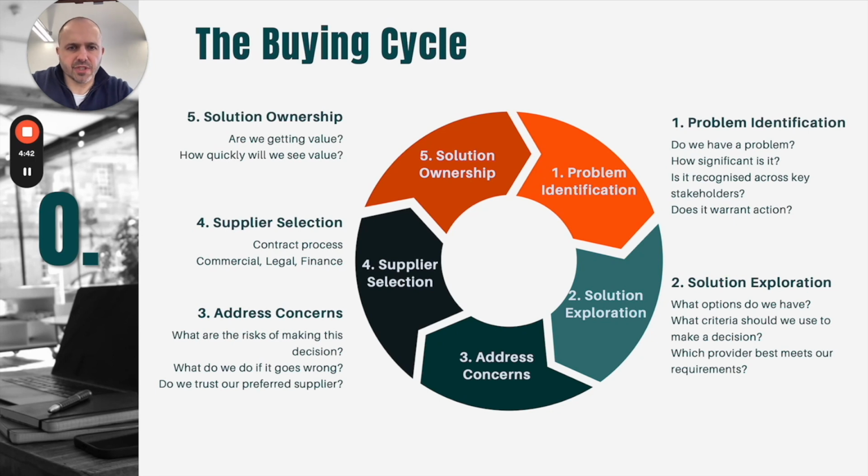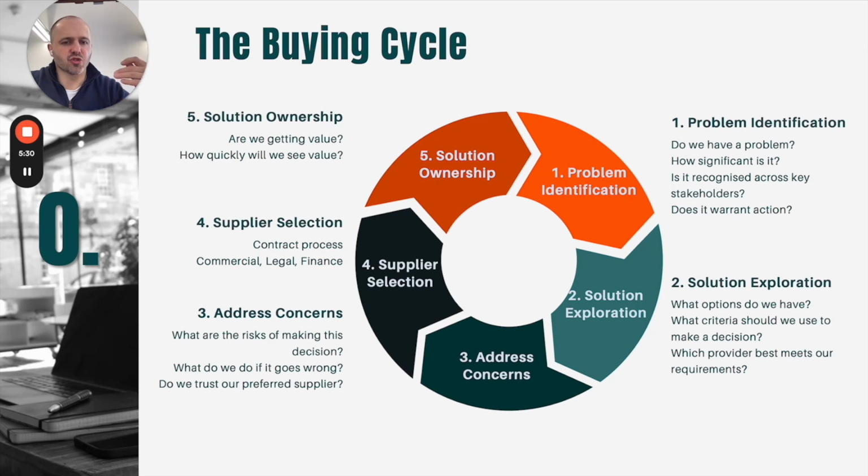So the buying cycle starts with the identification of a problem. It goes from being everything's fine and dandy to, right, we have a problem. The next stage is, well, is it a big problem? How significant is that? Does everyone see it as a problem? And if it is seen as significant enough and it is recognized by enough stakeholders, does it warrant taking some action? So that's stage one, moving from a situation where you don't perceive there to be any issue to having identified an issue or a problem that you need to take action to resolve.